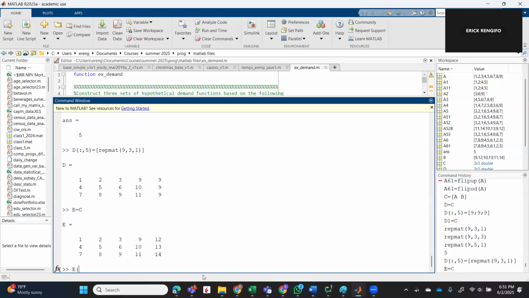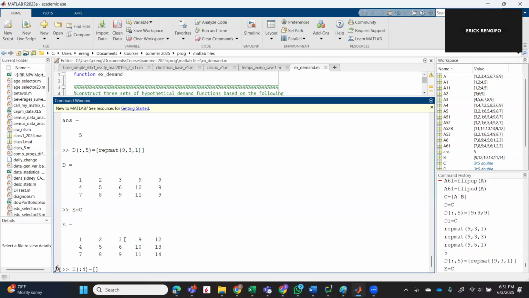I need to first identify what do I want to delete? 4th column. And how do I want this to be? Empty. So for MATLAB, when you do bracket, bracket, this implies empty. Got it? Makes sense to you? So I want E is already equal to C.